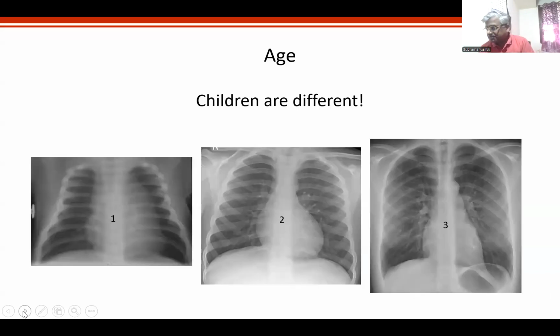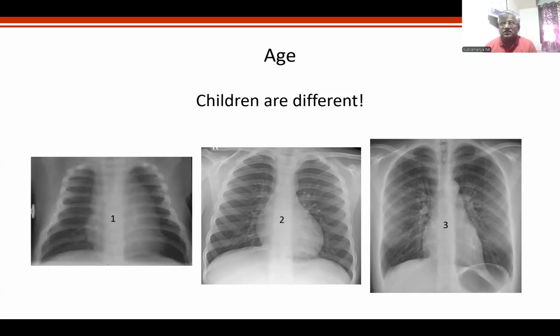Let me start the session by taking you through how children are different from adults. The normal X-ray of a newborn baby is different from that of a child, which is X-ray number 2, and that of an adult, which is X-ray number 3. What is the difference that I am seeing? First of all, it is not the size of the X-ray. The X-ray size will be the same.